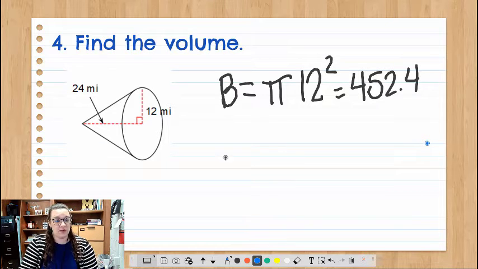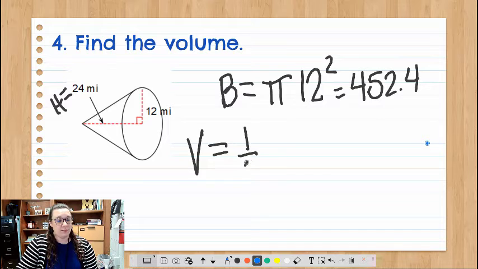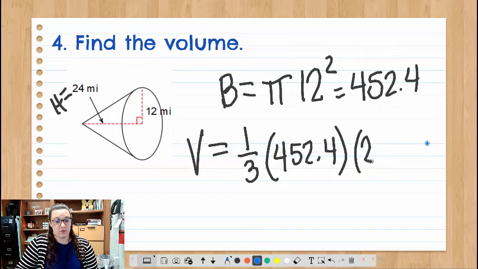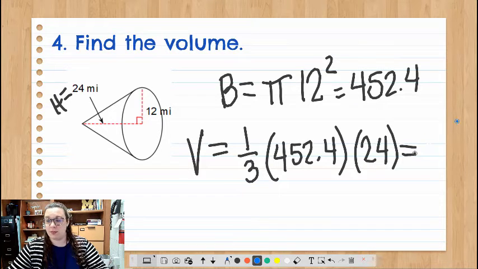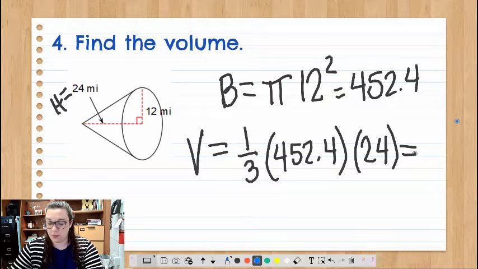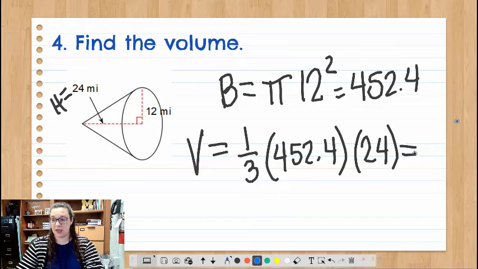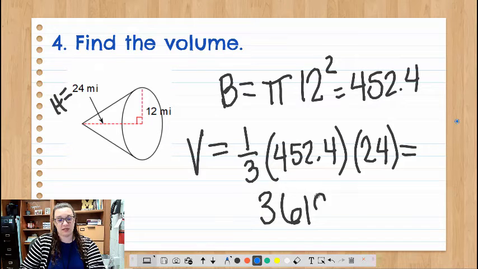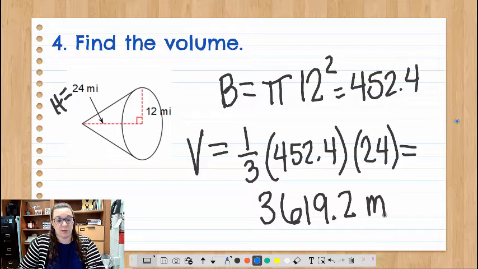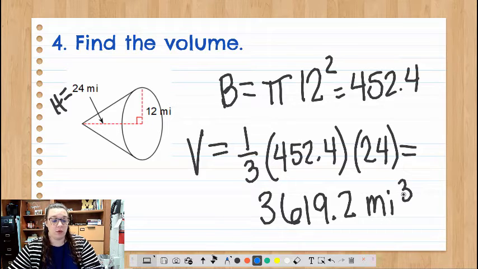And then we also need the height of the cone. In this case, since it's laying down, it's right here, 24. So let's see. Volume equals 1/3 times 452.4 times 24. I'm going to plug all that in. 1/3 times 452.4 times 24. I got 3,619.2, and we're talking miles, so miles cubed. We have one more. Let's look at the last one.